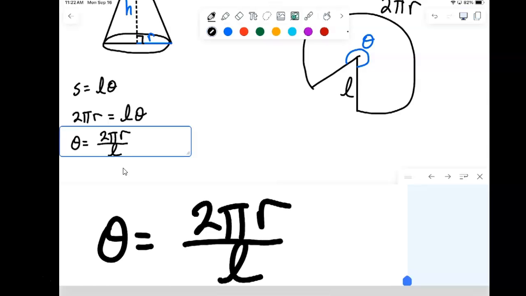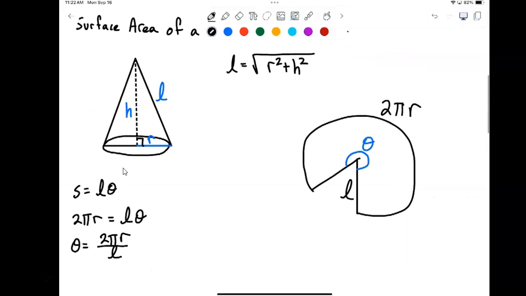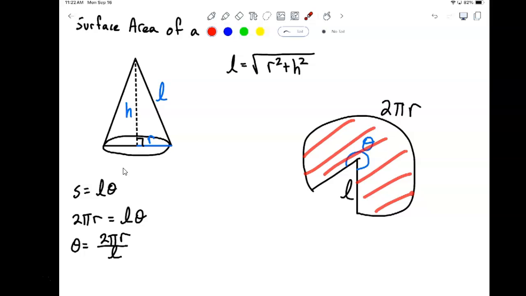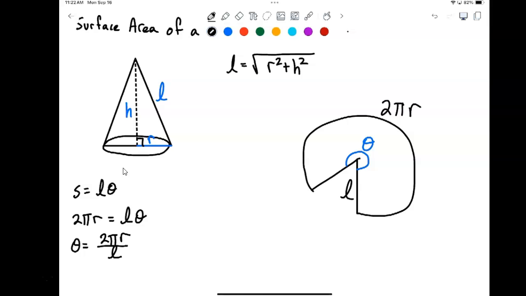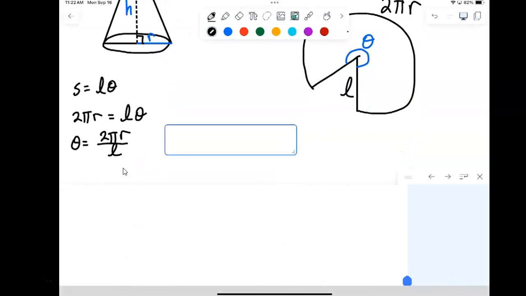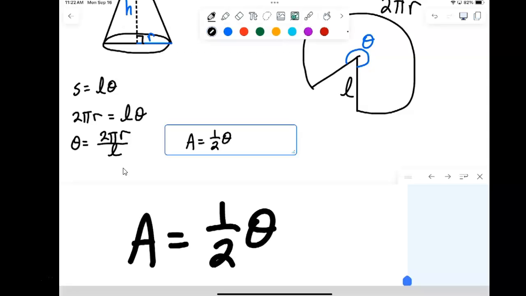Now you might say to yourself, how in the world does that help me? Well, we want to know the surface area of the cone, and the surface area of the cone will actually just be the area of this sector of a circle. We have a circle of radius L and a central angle of theta. We have a formula from trigonometry for the sector area of a circle: area is one half the angle in radians times the radius squared.